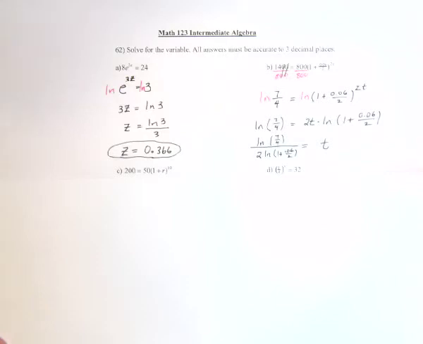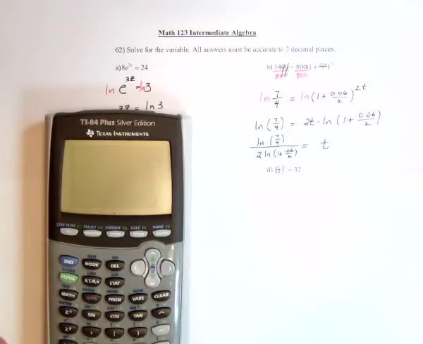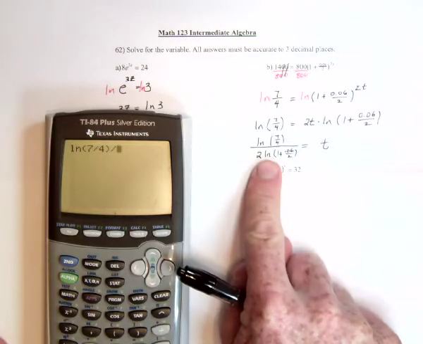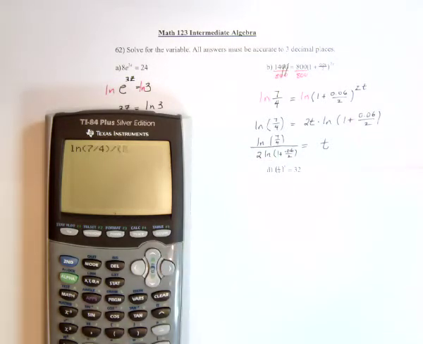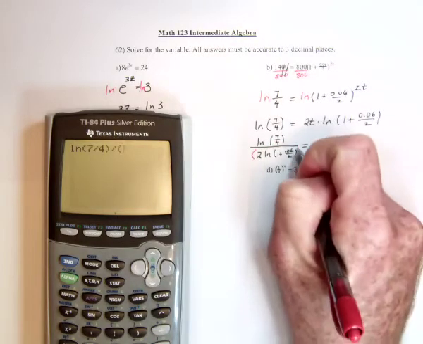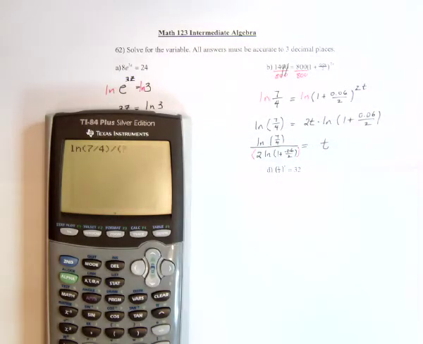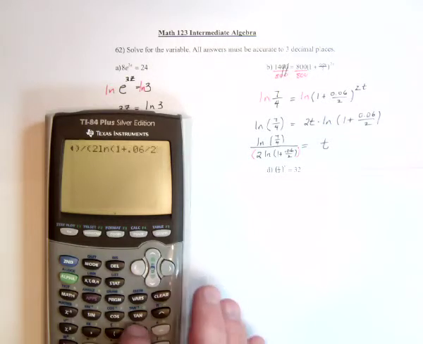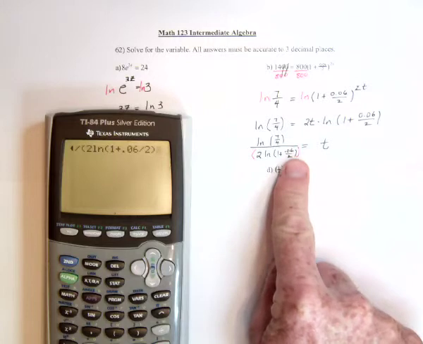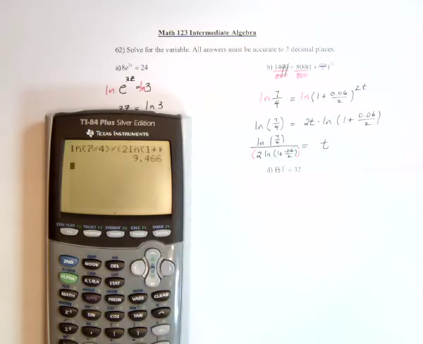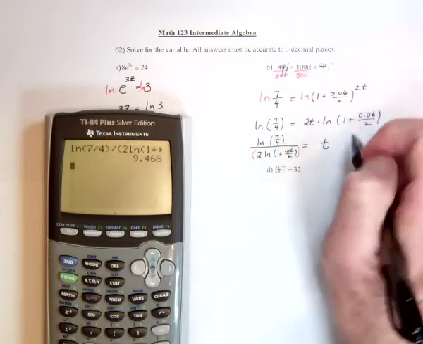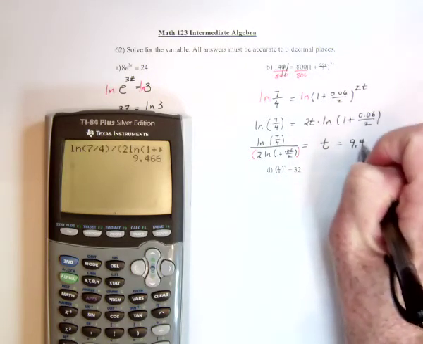Okay, now it's time to get the decimal answer for that one. So we would have the natural log of 7 divided by 4, there's the numerator, divided by, now the denominator has more than one thing in it, so I need to put parentheses around it. So in the calculator, I need to put parentheses around all of this to let the calculator know that's in the denominator. There's 2, the natural log of 1 plus 0.06 divided by 2, and then close one parenthesis, and then close the last parenthesis. So there would be the answer, decimal form, 9.466.